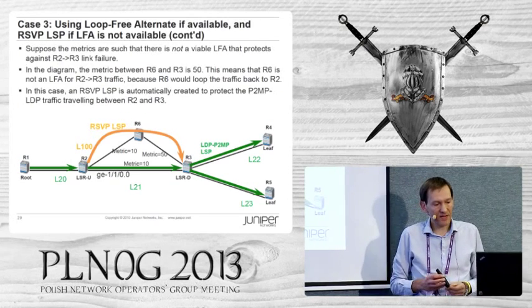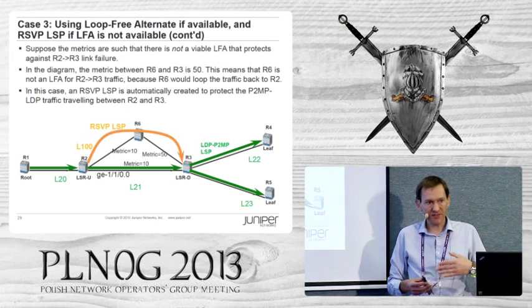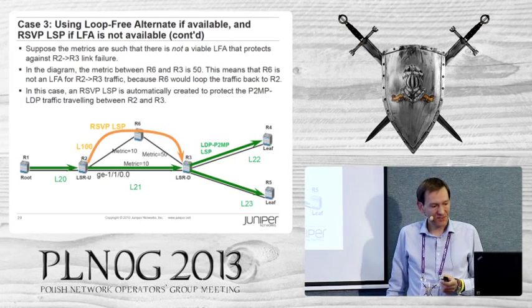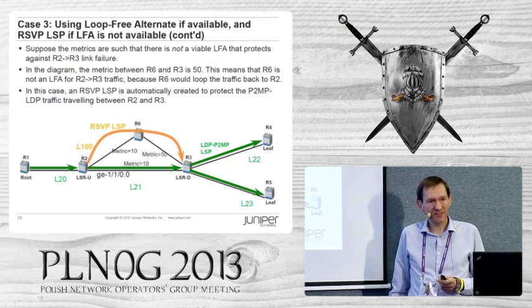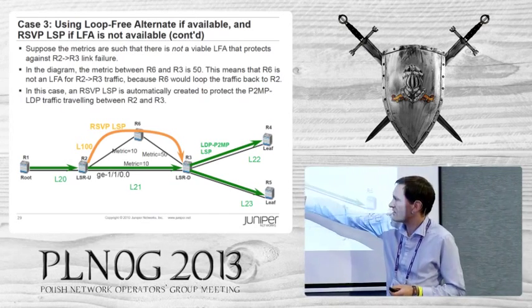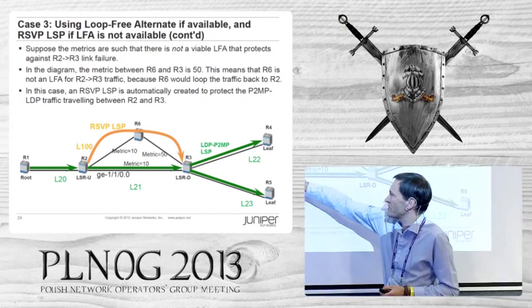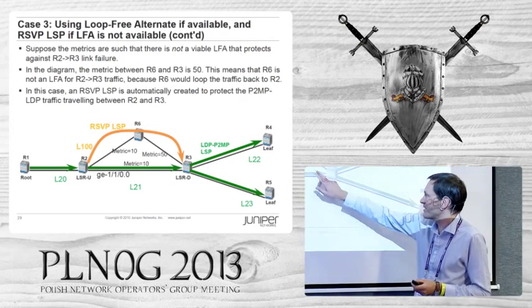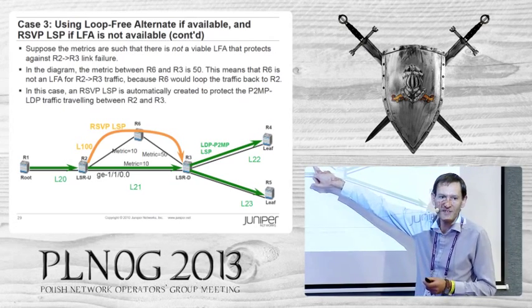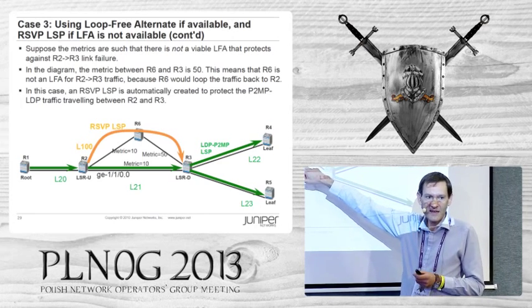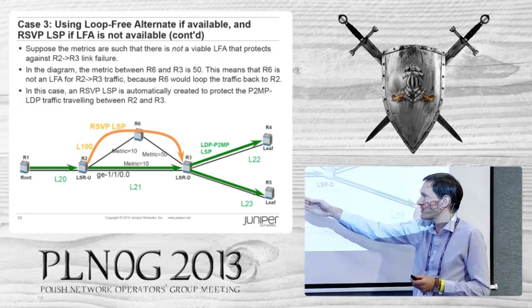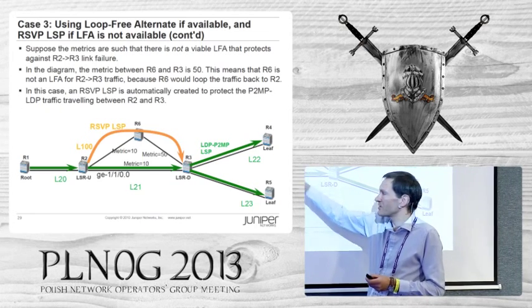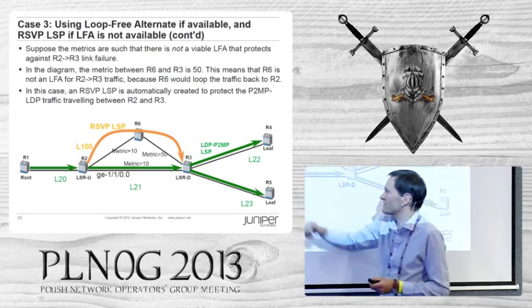And then finally, case 3 is where you're using these two schemes in combination. And so if the loop-free alternate is available, it's used. In this case, given these metrics here, the loop-free alternate path is valid, and so that's used. If I change the metrics, let's have a different scenario. This is now a metric of 50, and so this is acting against us in terms of loop-free alternates. And so now this is not a valid loop-free alternate neighbor, because we know that this would just send the traffic back, which is no good.